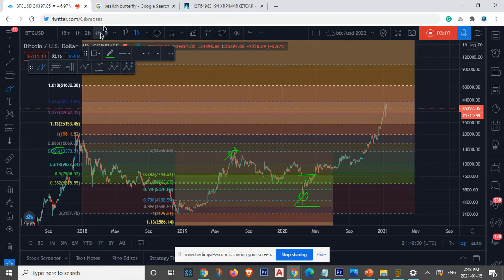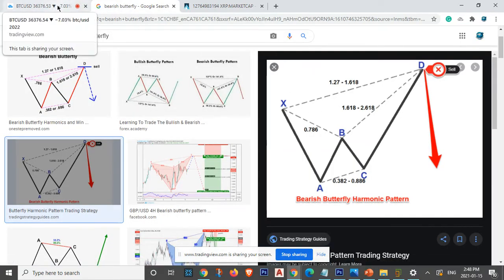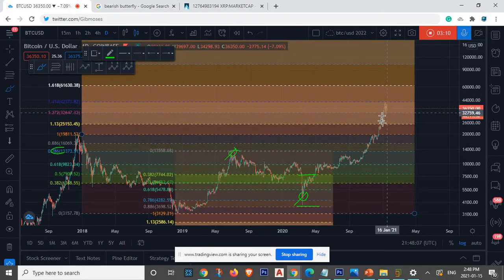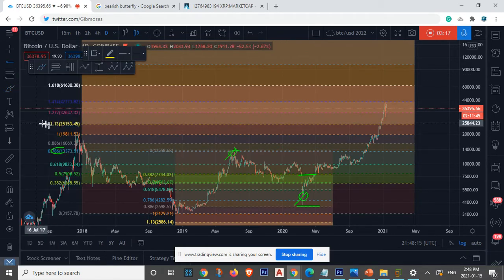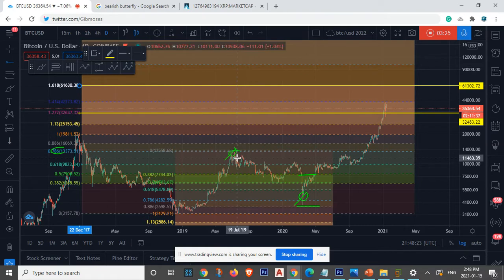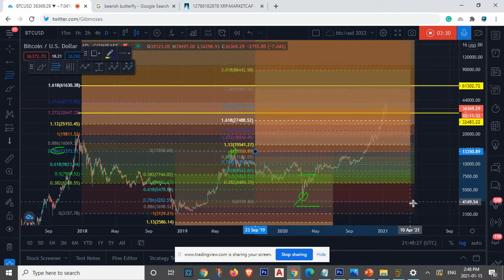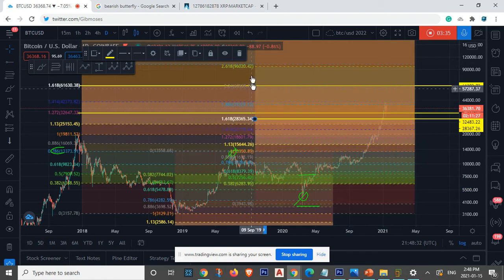Let's pull out our tool. I recommend you print this and have it on the side, that way you guys are following with me. So for our D point, it has to be a 1.272 to a 1.618. Let me draw that out for you guys. So it has to be a 1.272 to a 1.618 right over here. And then it has to be a 1.618 to a 2.618.